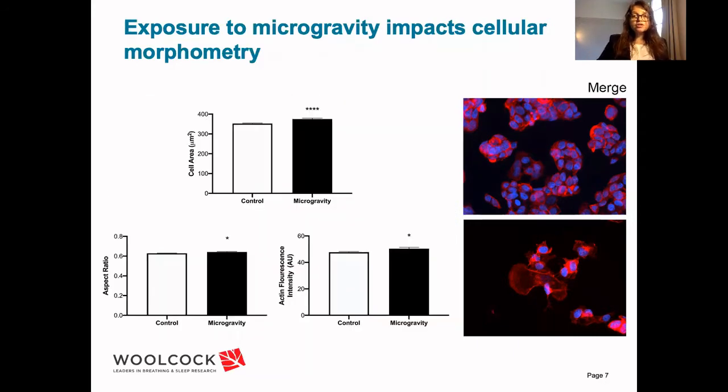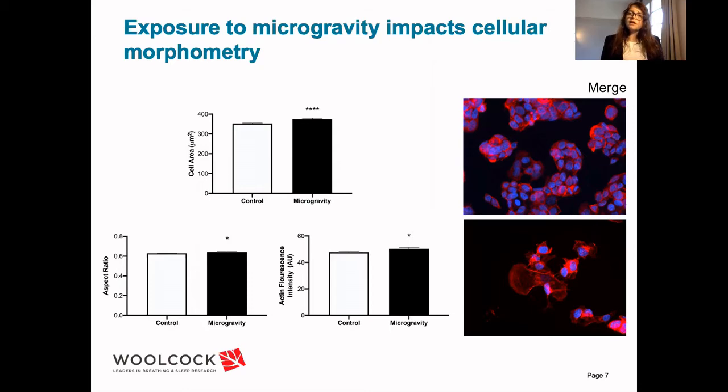And so we quantified these changes, and indeed what we found was that the exposure to microgravity did significantly increase cell area. We then moved on and looked at aspect ratio. So aspect ratio is a measure of the length of the longest chord length divided by the shortest chord length. Essentially, it's a length by breadth analysis. And what we found was that when we exposed those cells to microgravity, they did end up generating a more elongated phenotype. And finally, we looked at the actin fluorescence intensity per cell.